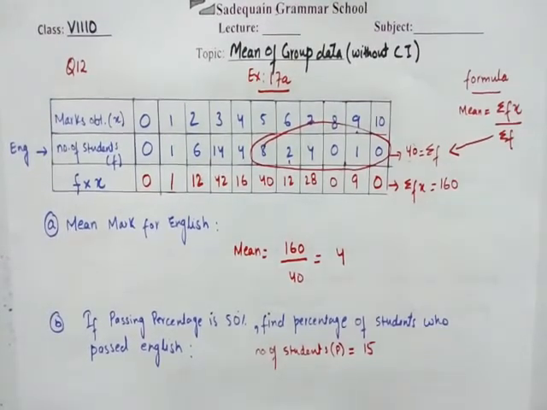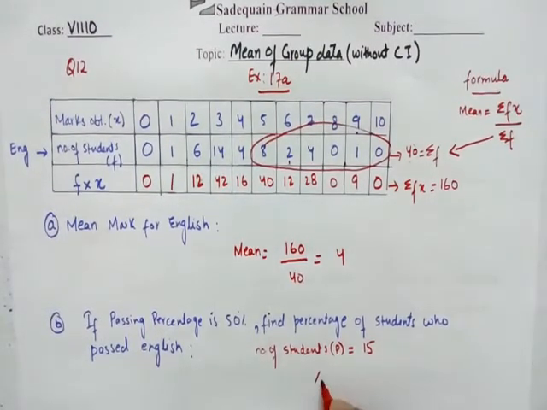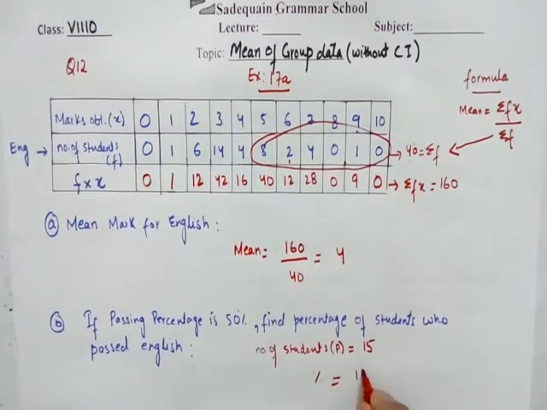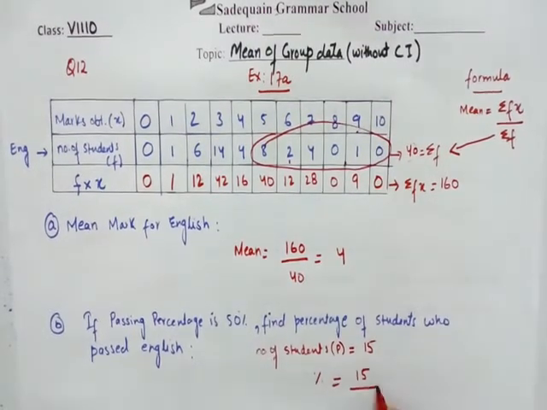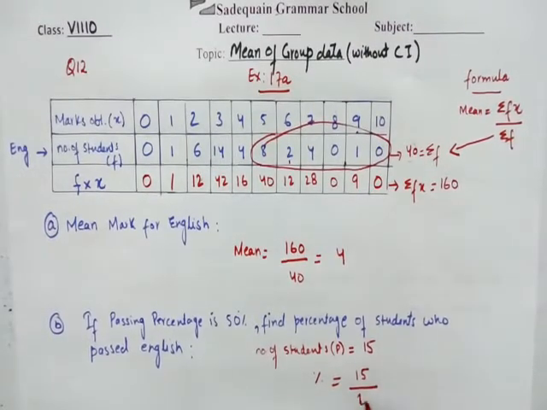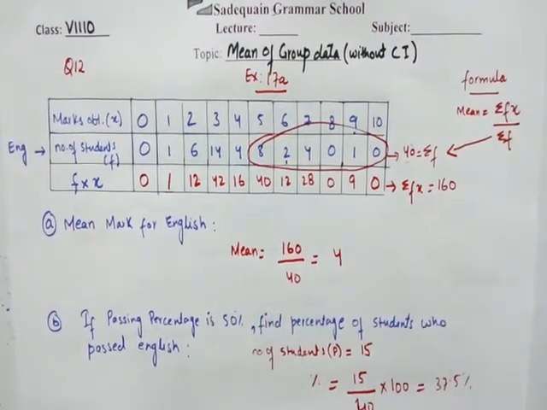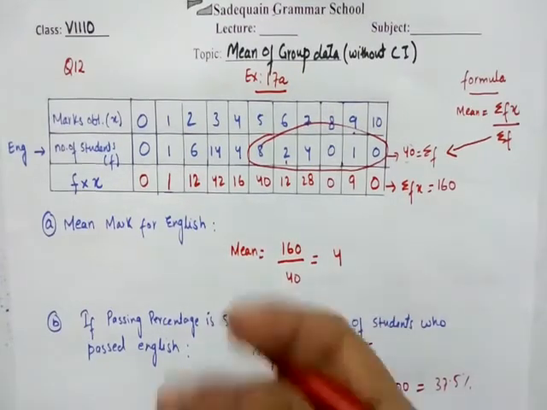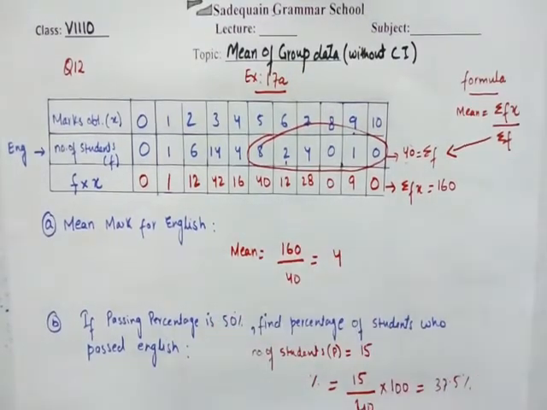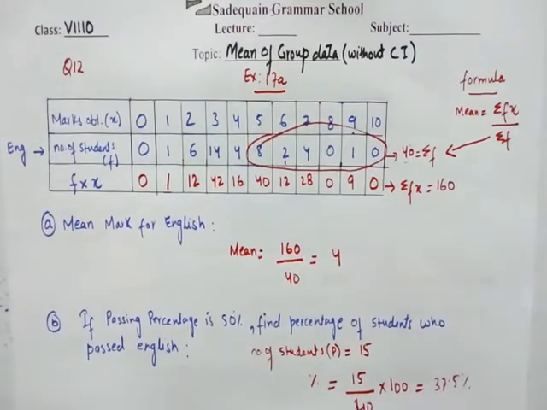So if I want to find out the percentage of students who passed, the formula for percentage suggests 15 should be written in the numerator upon total students, 40, multiplied by 100. After cancelling it out, the final answer would be 37.5%. So we may conclude that 37.5% of students passed the English test. In a similar way, you can find out the number of students who passed or failed the mathematics test. So that is our question number 12.